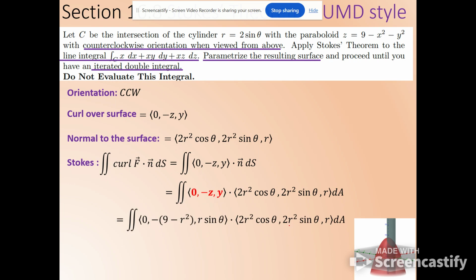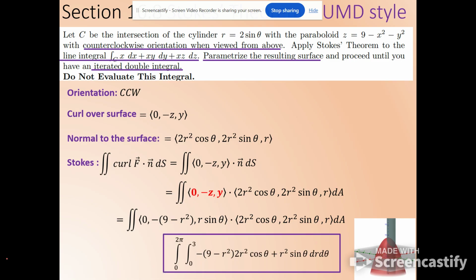And I'm going to do the dot product of those, right? The dot product, how much is the circulation in line with the force? That's what the dot product is telling us. And then I just have to think about the brim and my boundary, right? To find all these, sum up all these curls. I need to go from 0 to 3 and all the way around, 0 to 2 pi.